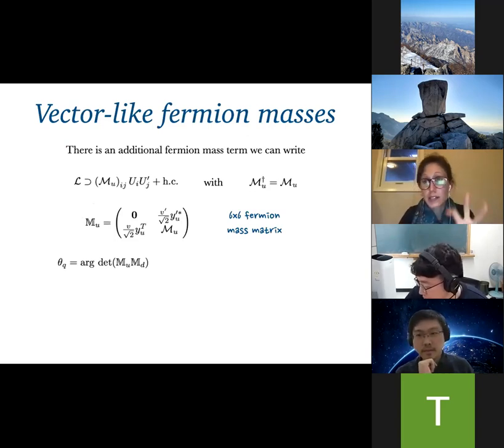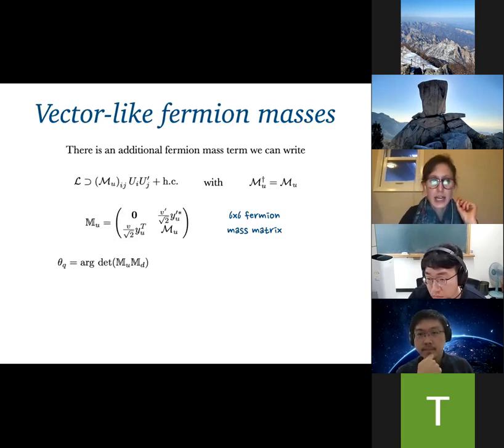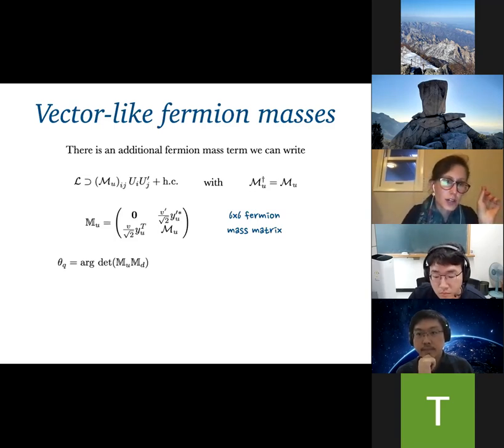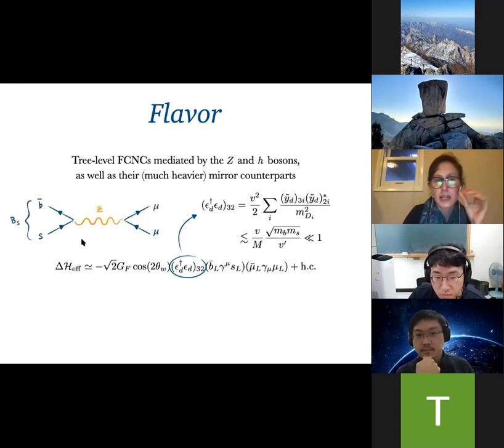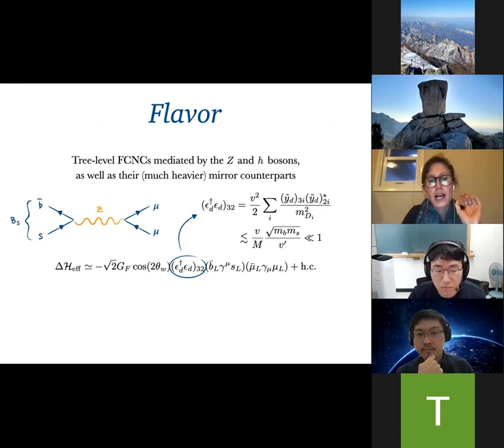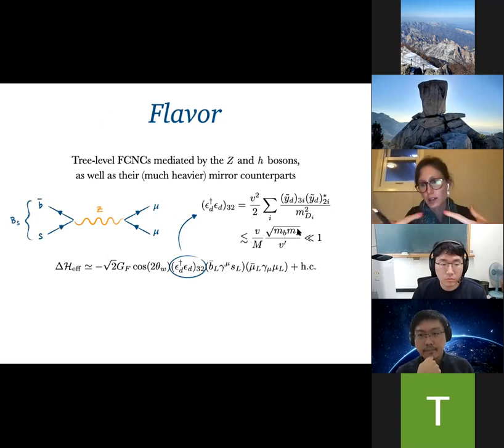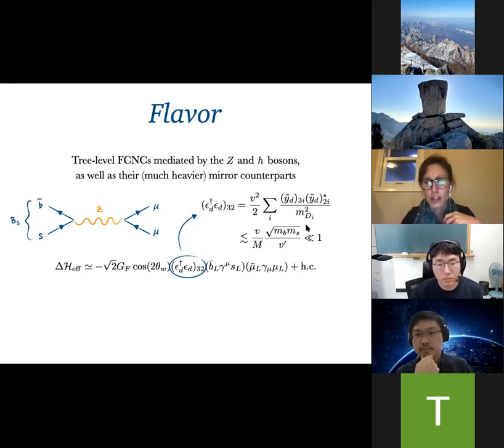So the answer is yes, but it will involve more. Without having thought about it in detail, I think what will happen is that you will probably find that you have two insertions of one over the heavy scale, the vector-like mass. And I've already told you that the parity breaking scale is high, and the heavy scale needs to be parametrically above V prime, so you can imagine the level of suppression that that's going to come with.